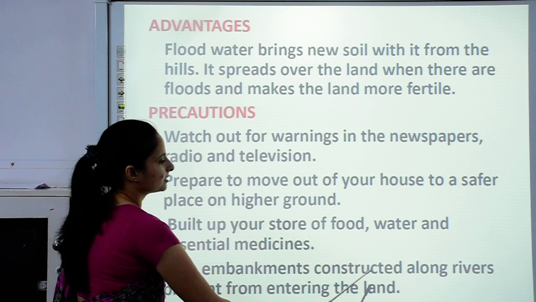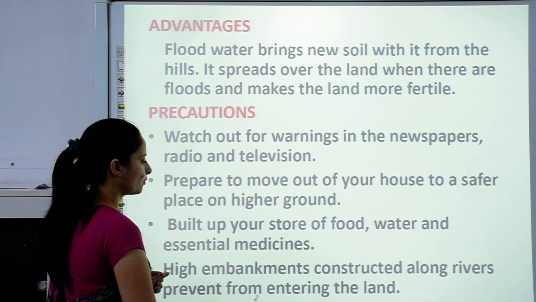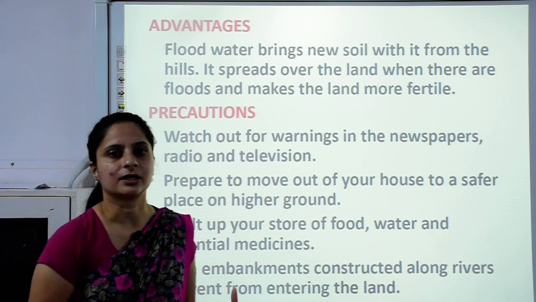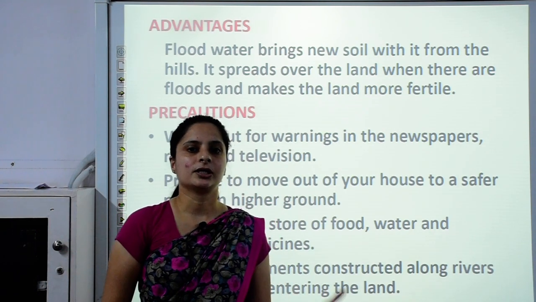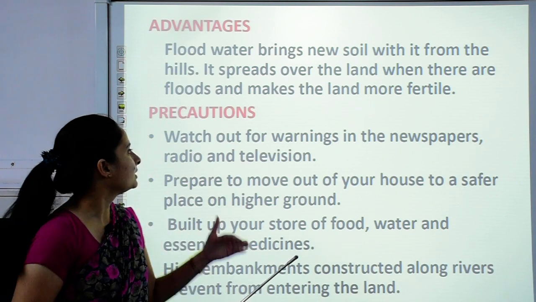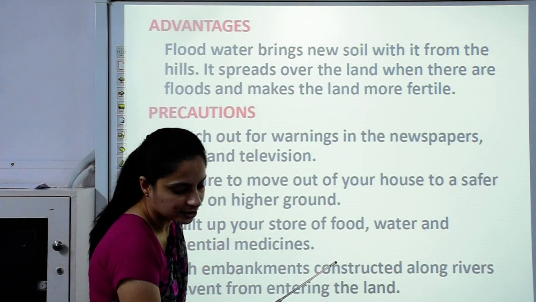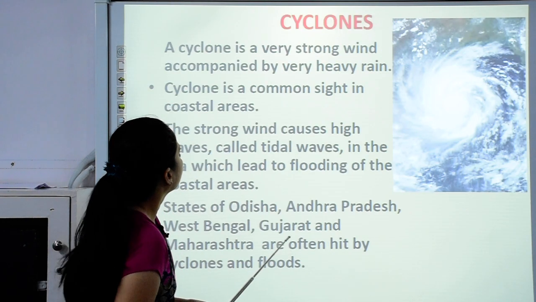High embankments constructed along rivers prevent flood water from entering the land. Embankments are walls or barriers which are constructed so that the flood water does not enter the land. So these are some of the precautionary measures you should take when there is a flood situation.